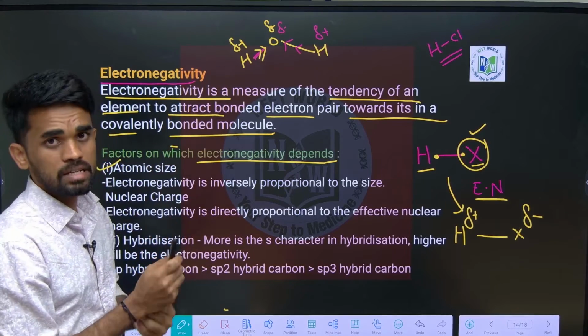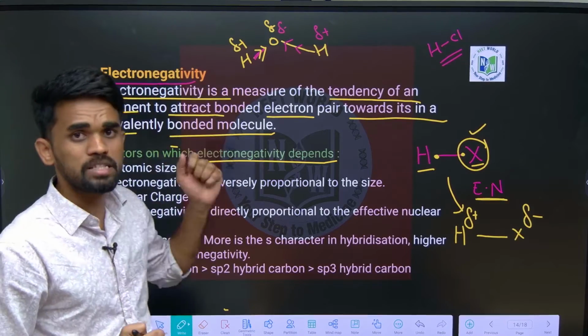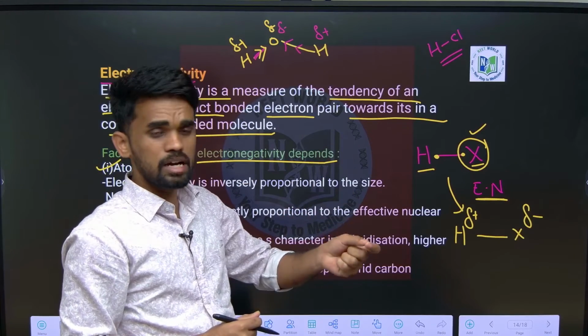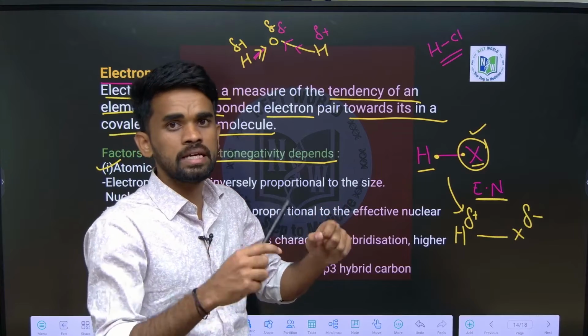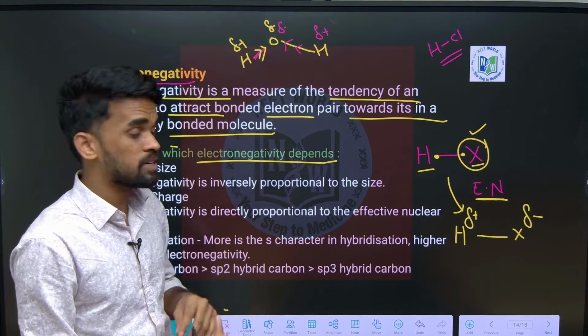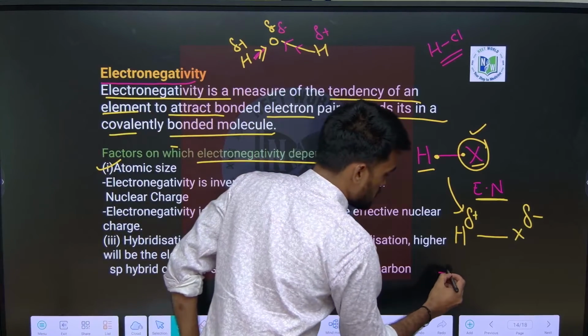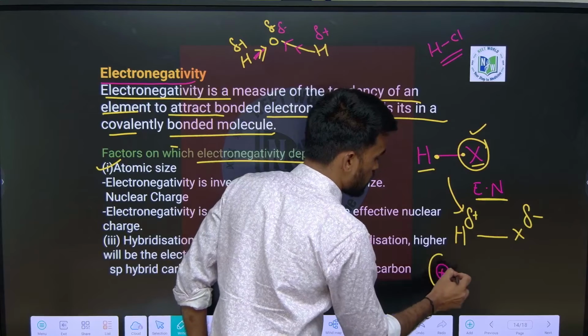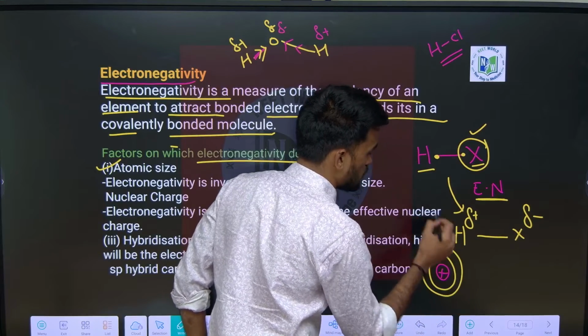Atomic radius it has. Okay, so down the group, what happens in the periodic table? Atomic size increases because the incoming electron is added to a new nth shell, right? Therefore size increases, and if size is increasing, what happens? See, this is a positive charge, let us say, this is the nucleus, and these are the electron clouds, or the orbitals or the shells, we can say.